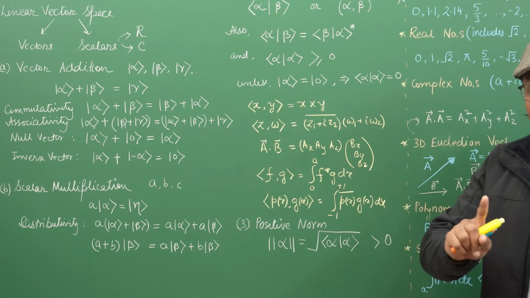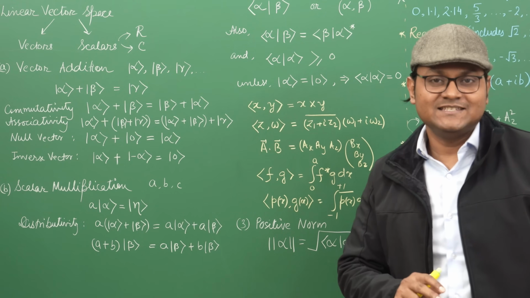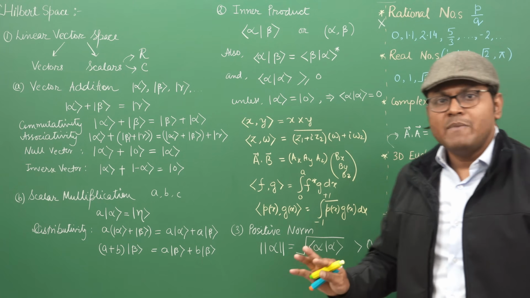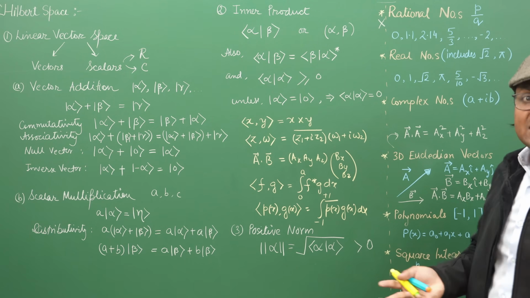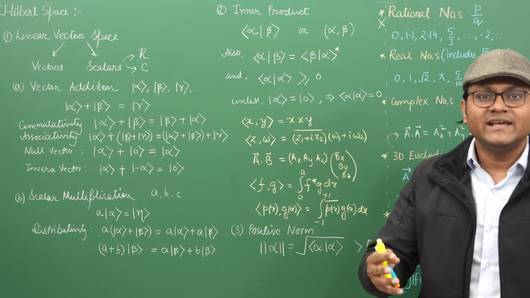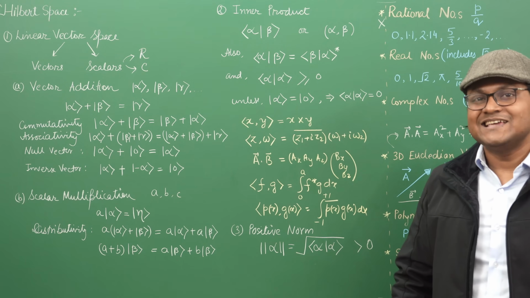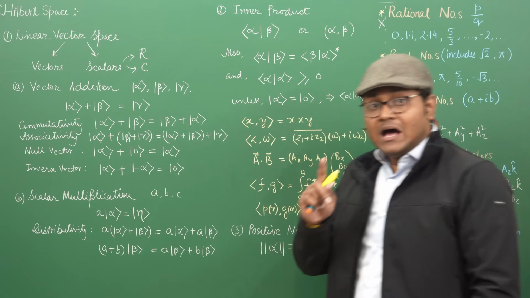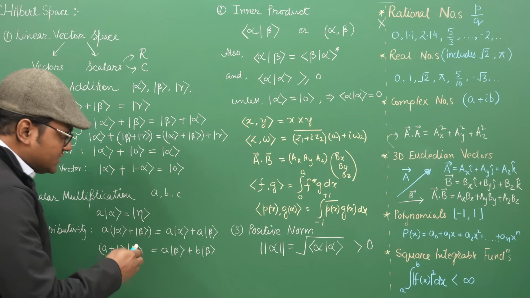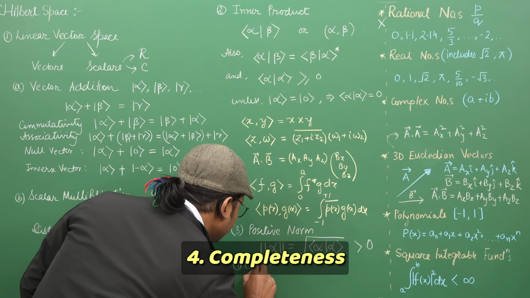Now, by now, you must be correlating all of these things with quantum states. If you're doing that, you're doing a very good job, because all these properties that I'm mentioning here for abstract elements are applicable for quantum mechanics, because in quantum mechanics, the wave functions or the quantum states all satisfy these kinds of properties. Now, the last and necessary criteria for a particular space to be a Hilbert space is something which is called completeness.